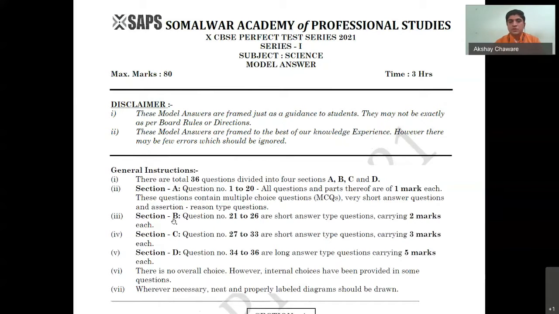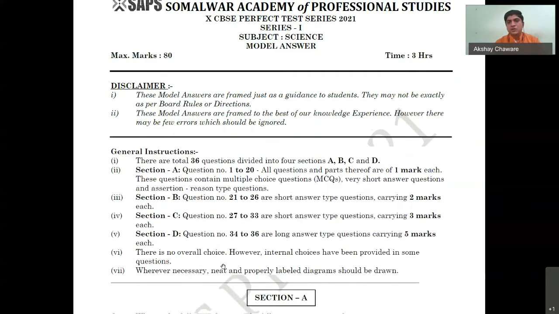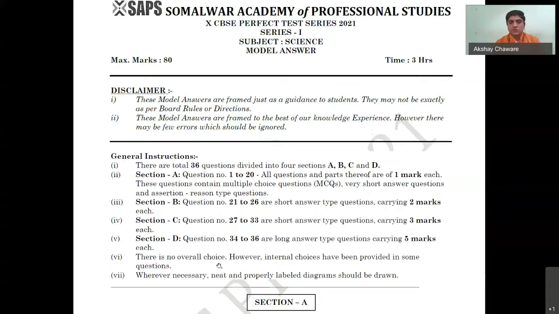Now in section B, 2 mark questions are there, 21 to 26. Questions 27 to 33 are 3 mark questions, and in section D, 34 to 36 are 5 mark questions. No overall choice, but there will be some internal choices for some questions.